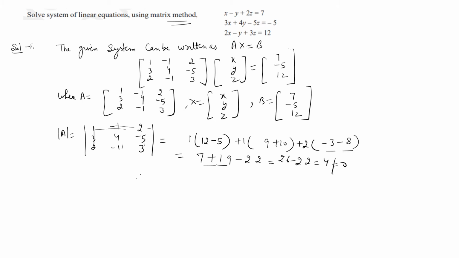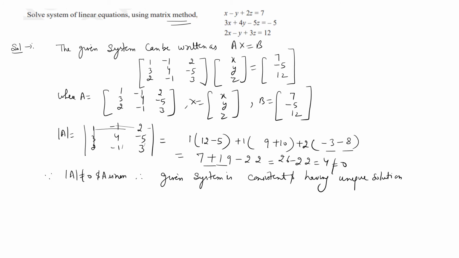So therefore, the given system is consistent and having a unique solution. Why? Because your determinant A is not equal to 0 and A is non-singular. So in case of a non-singular matrix, we can apply our matrix method, right?